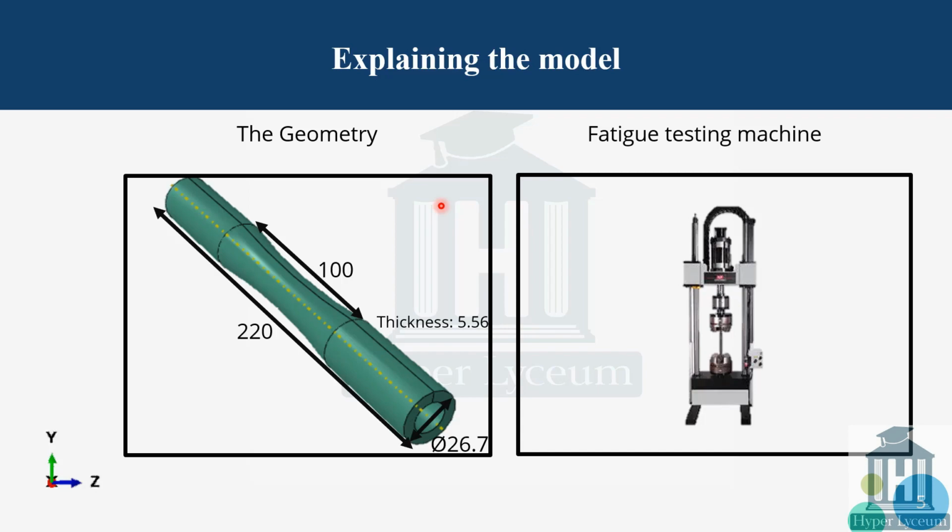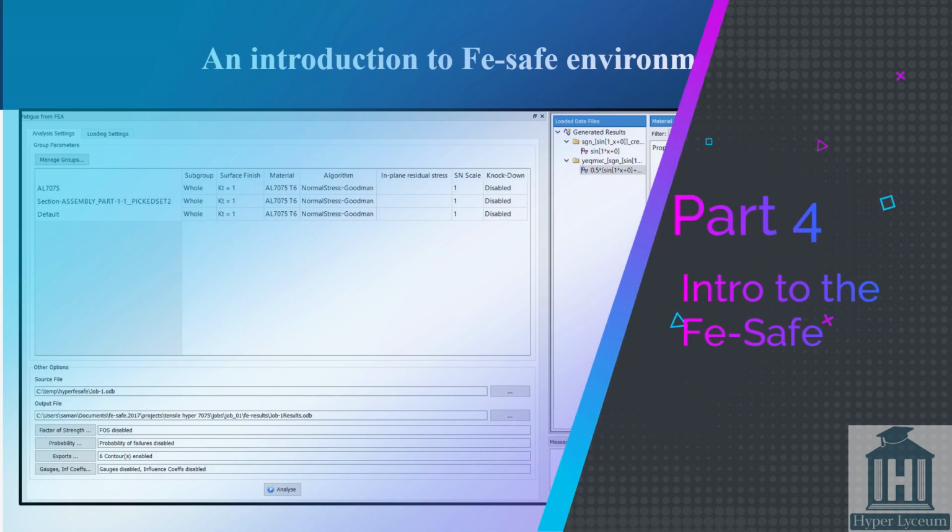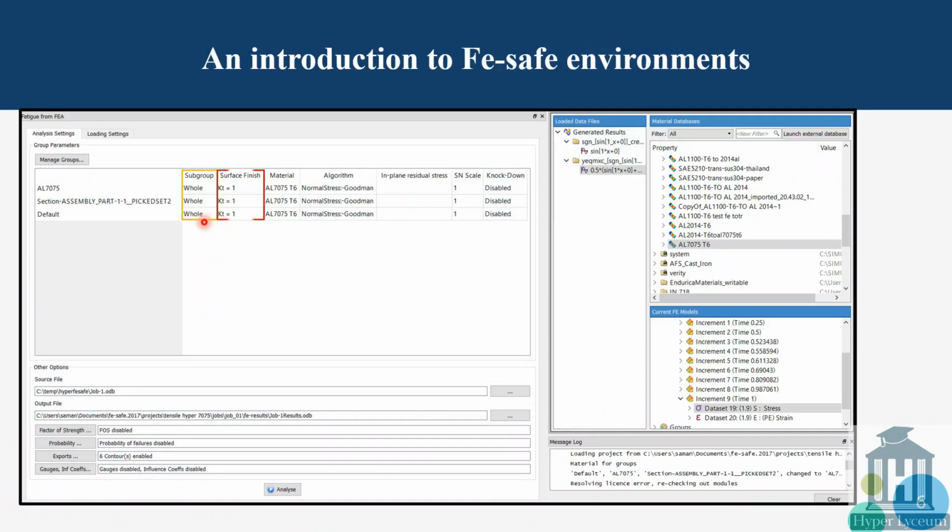Now it's time to get familiar with Fe-Safe and its environment. In the subgroup column, we can choose which elements to study in our analysis. In the surface finish column, the amount of machining or polishing on the specimen is determined. In the material database section, the desired material for the analysis can be selected. In case we want to use a specific kind of material that is not present in the materials database, we can easily define new materials in the software.